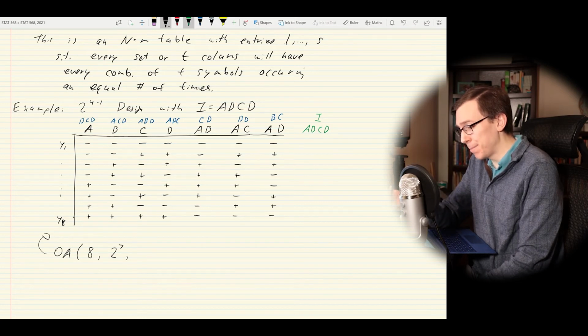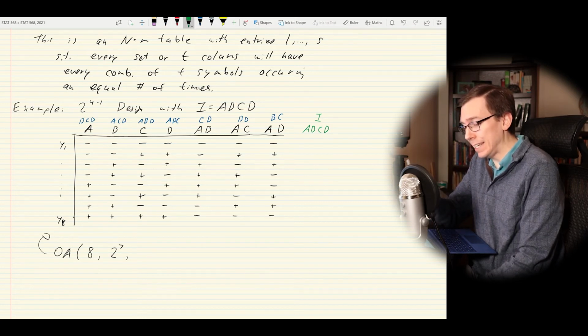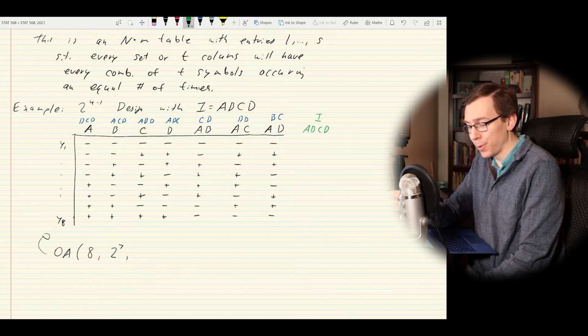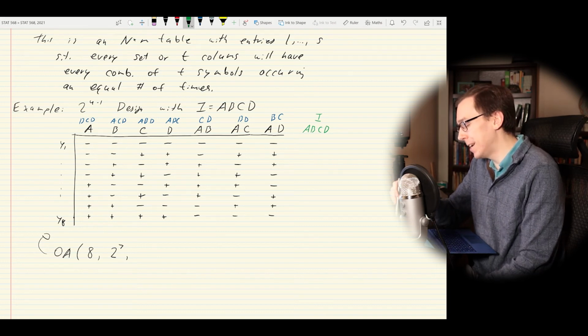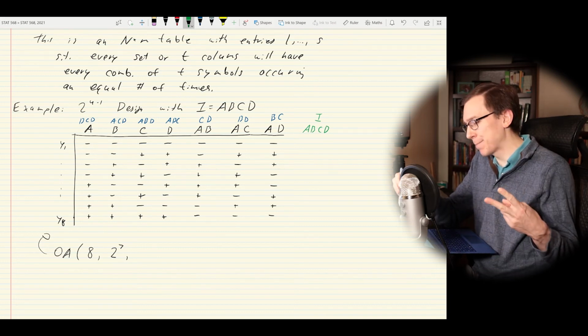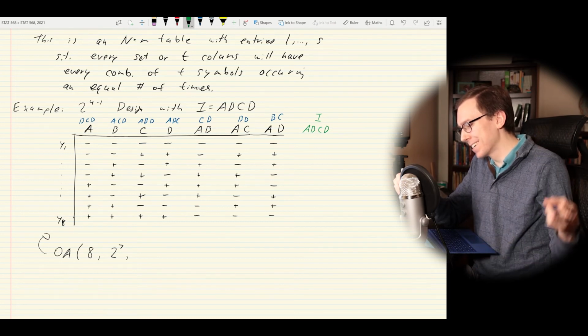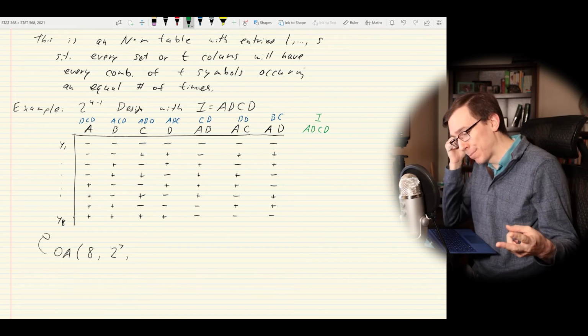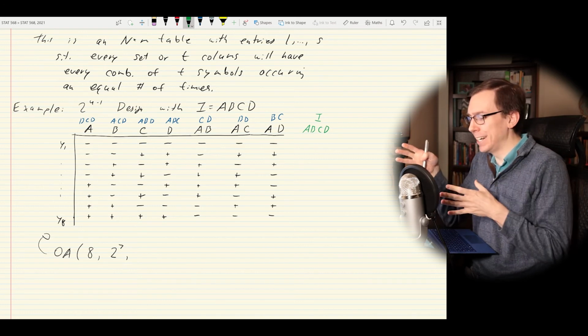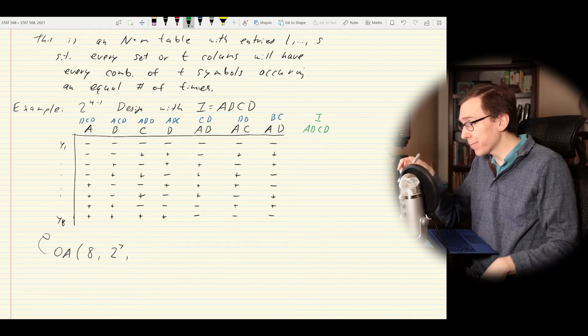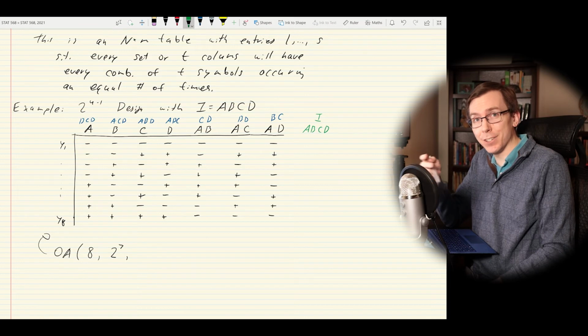So, for example, if I took t equal to 2, I could look at AB. Here I see minus minus occurs twice, minus plus occurs twice, plus minus occurs twice, and plus plus occurs twice. Similarly, if I take any pair of columns here, I should see 2 minus minuses, 2 minus pluses, 2 plus minuses, and 2 plus pluses. So the strength has to be at least 2.